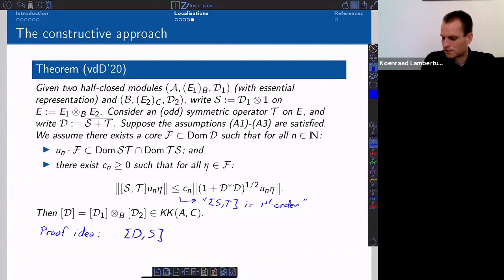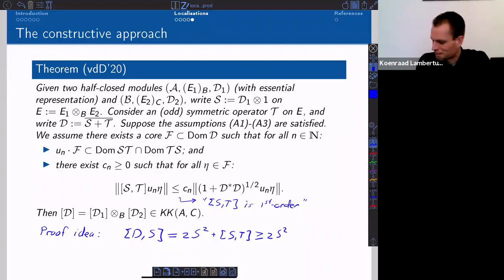We need to check the positivity condition, so we need to look at this commutator of D with S. So the anti-commutator of S with itself is just 2S squared. And what we're left with is the commutator of S with T. So now, because of our assumptions, this commutator of S with T is first order. So roughly speaking, we can say this is at least bounded from below by this constant C_n times this first order operator.